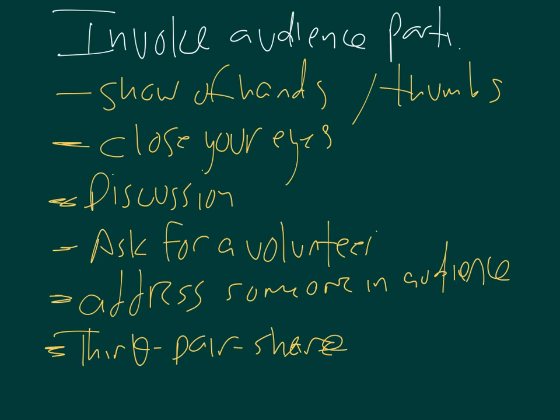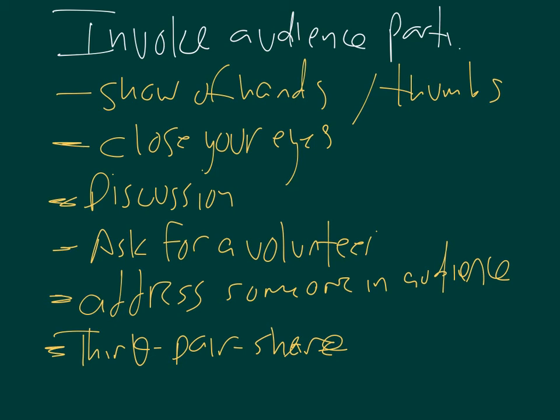So that's the pair phase where they talk to each other about things. And then you have the share phase. Okay, so now you've talked to your partner. Who wants to share what they talked about? So think, pair, share is a great way to get the audience started. And there's no rules in public speaking in terms of saying you can't get your audience involved.